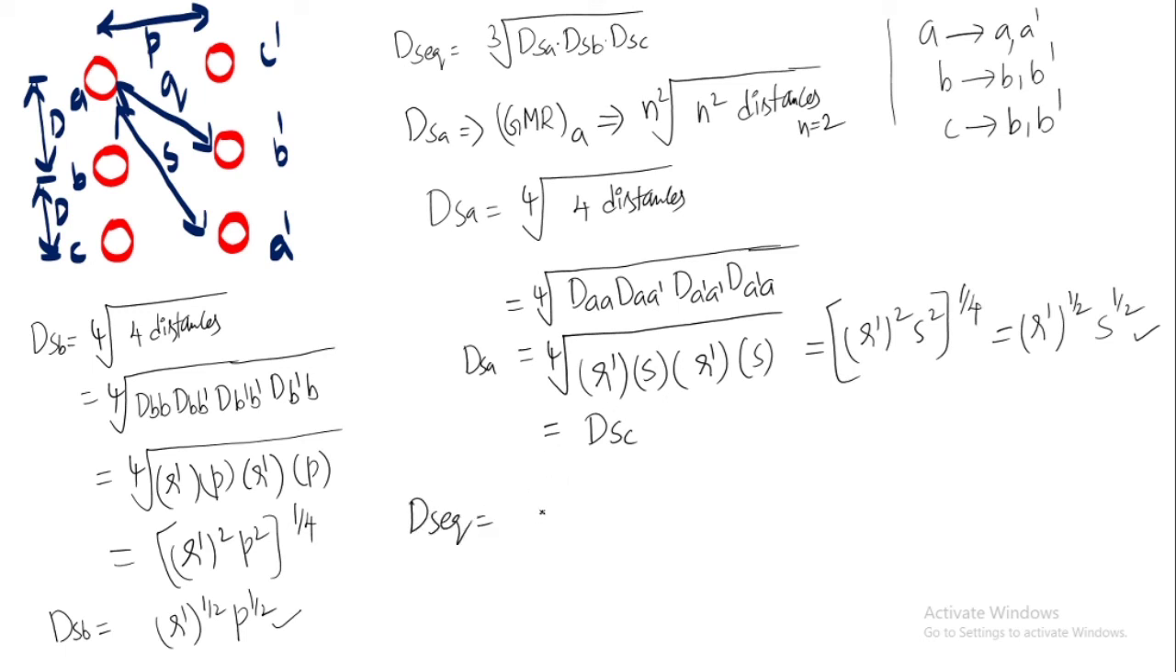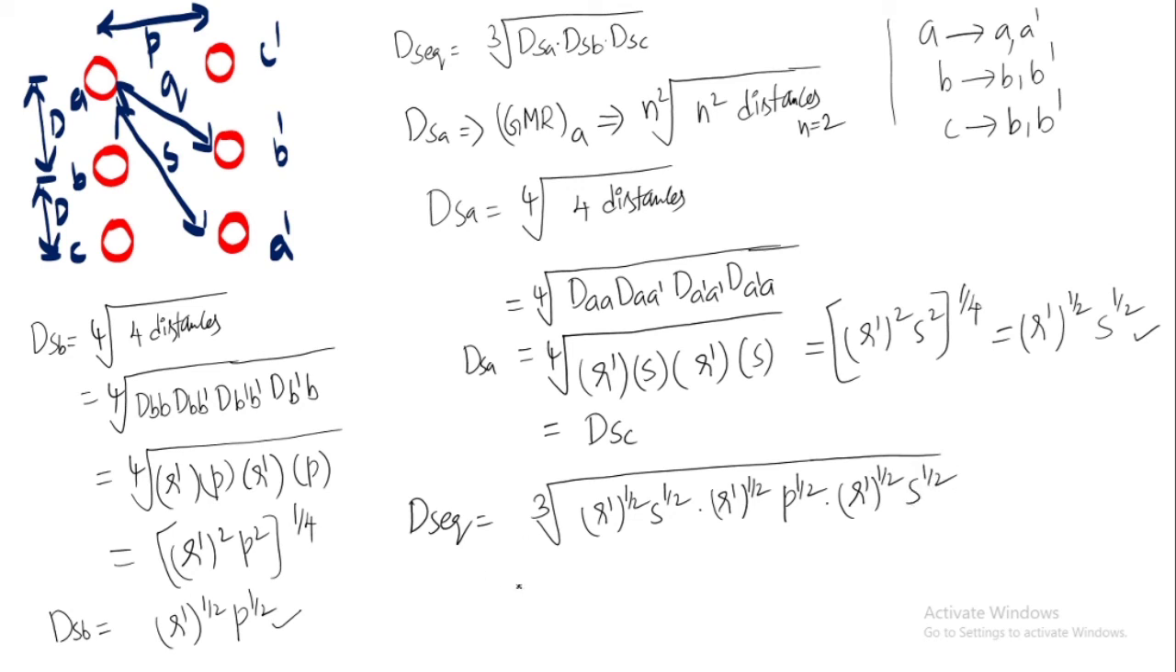Ds equivalent is cubed root of DsA, which is R dash power 1 by 2, S power 1 by 2, and DsB is again R dash power 1 by 2, P power 1 by 2. Next, DsC is also same as DsA, so R dash power 1 by 2, S power 1 by 2. So finally you will get cubed root of R dash power 1 by 2 three times, giving R dash whole power 3 by 2, and S power 1 by 2, S power 1 by 2.